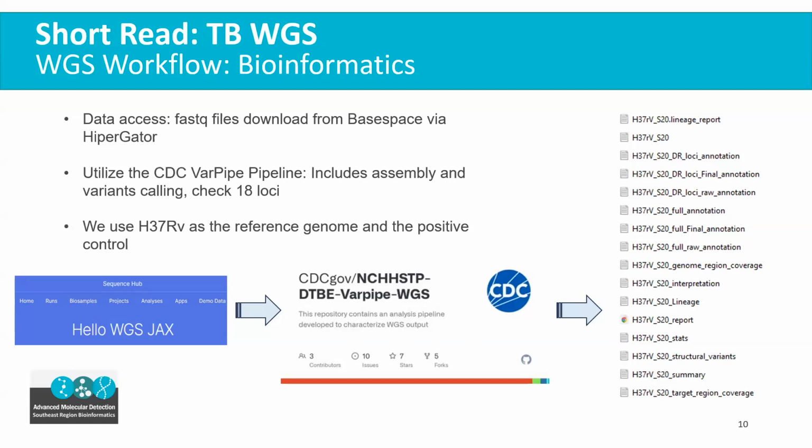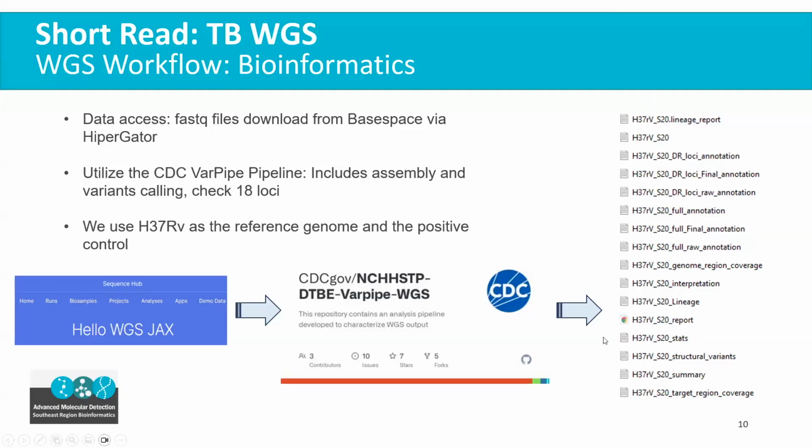This pipeline has QC at the initial step, with a threshold of 30 for the depth and 95% for coverage. If a sample fails QC, it will not proceed to the following steps. And we also use H37Rv as a reference genome for mapping, and we include it in each round as a positive control.